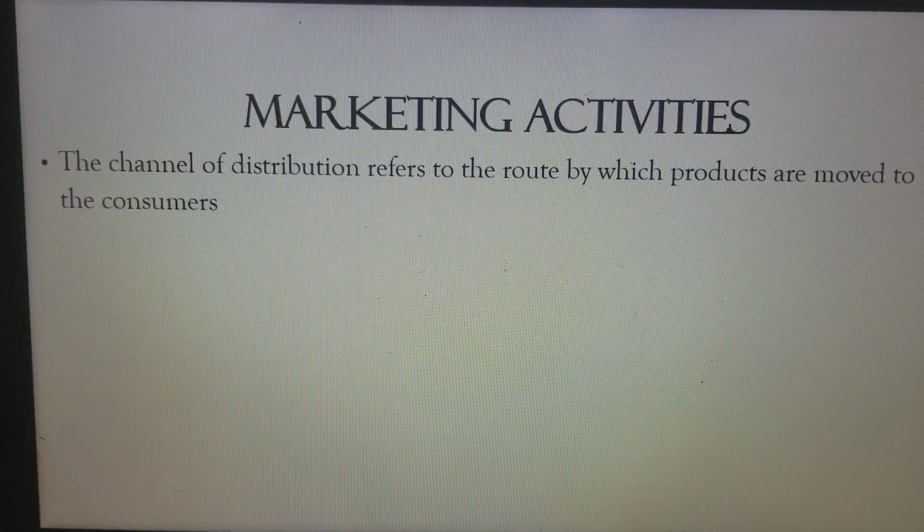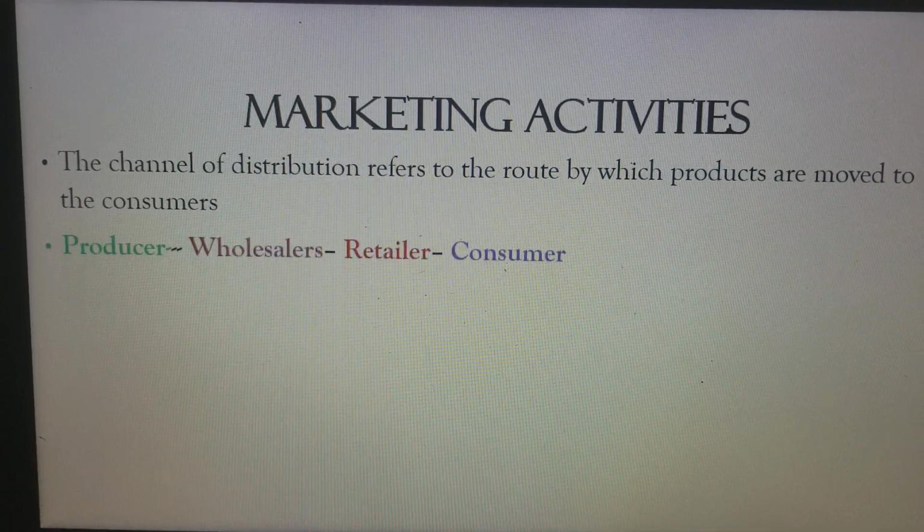Now, the channel of distribution refers to the route by which products are moved to the consumer. The route by which the goods and services are moved to the consumer. So here is a channel: move from the producer to the wholesaler, to the retailer, to the consumer. Now, this is the original channel of distribution. However, there are a number of abridged versions of it. Why? For the purpose of the product.